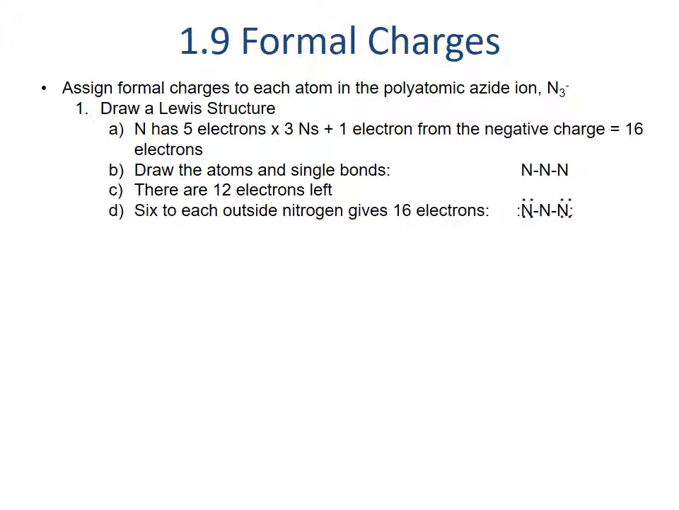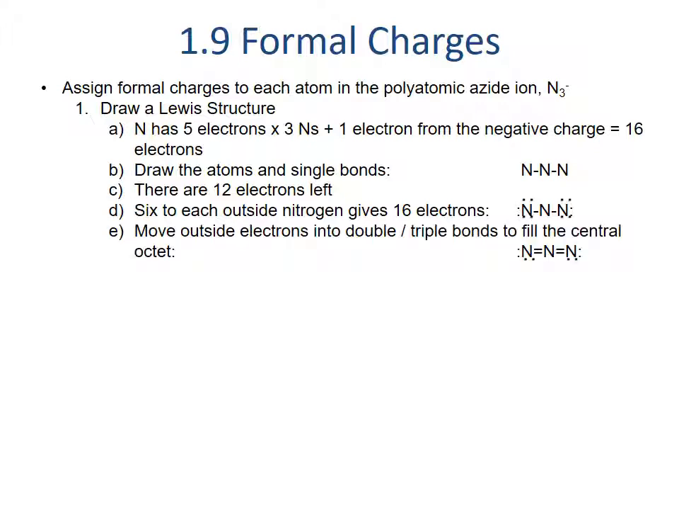We have 12 left. We're going to add 6 to each of the outside nitrogens, and that's going to give us 16 total electrons. That gives us the right number of electrons, but notice that the central nitrogen does not have an octet, so we need to move some of the outside electrons into double bonds. We're going to move outside electrons into double or triple bonds to fill the central octet. Notice in the molecule that I've drawn, I moved 1 set of electrons from the left nitrogen to a double bond and 1 from the right to a double bond. This is the Lewis structure that we'll assign formal charges to.